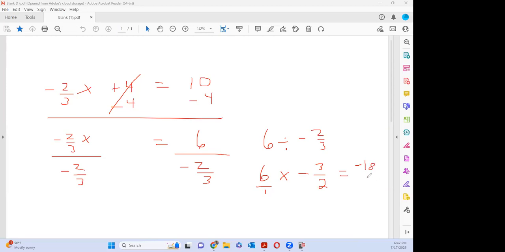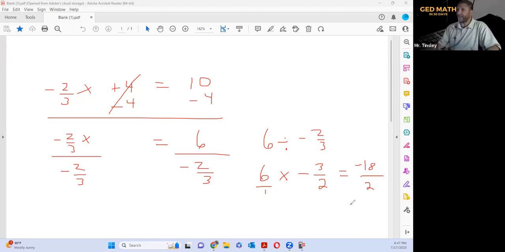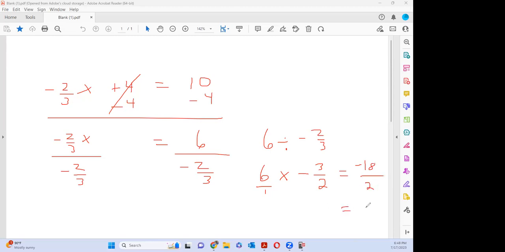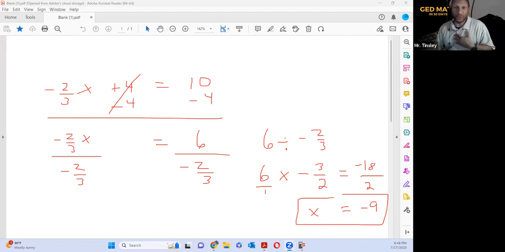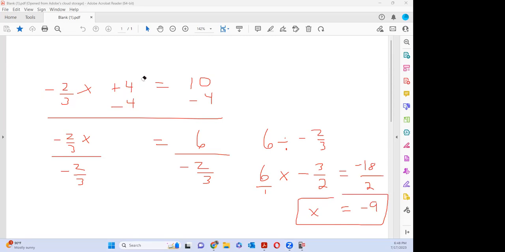What's 1 times 2? 2. What's negative 18 divided by 2? -9. It's -9. Okay. Now, that's how you do that problem. I wouldn't do it that way. So let me show you how I would do it. I did it in my calculator.